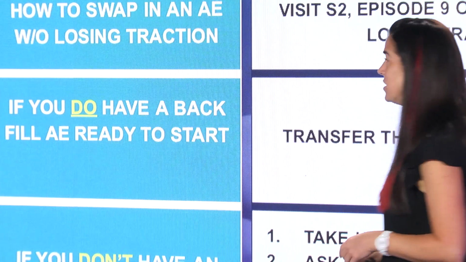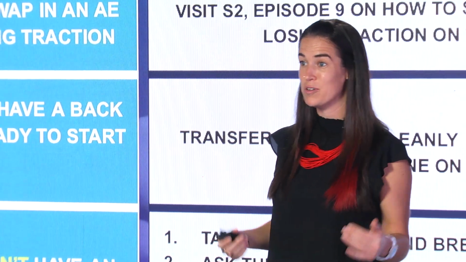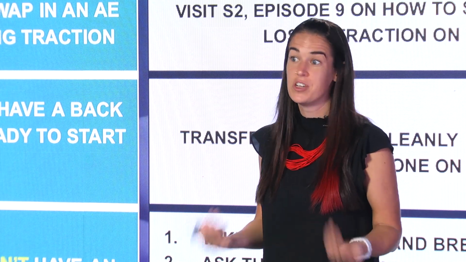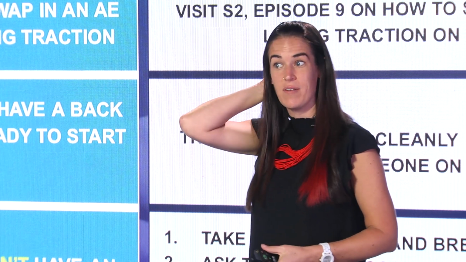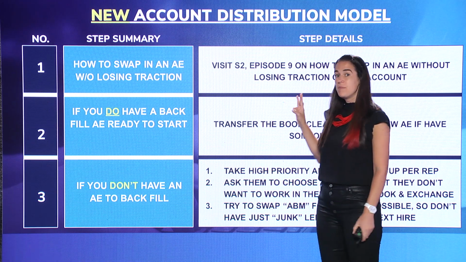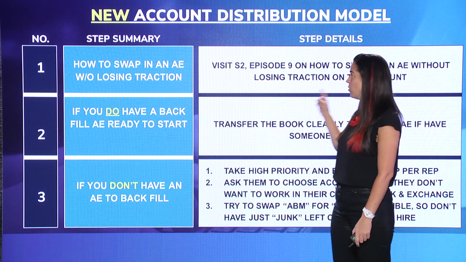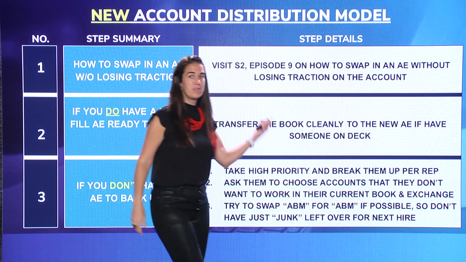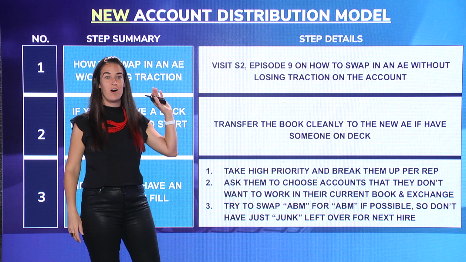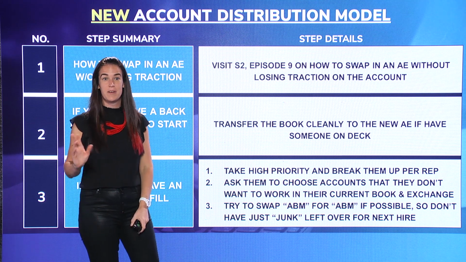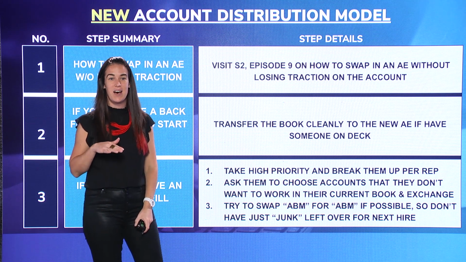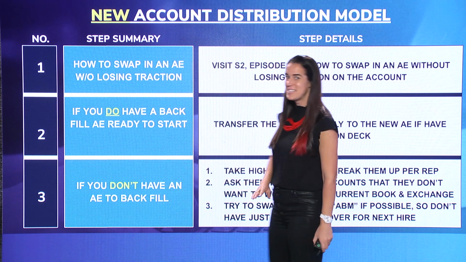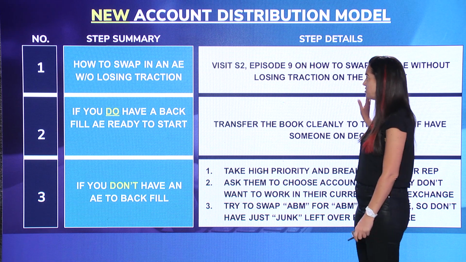So what do we do about it? Again, one of our goals is that we don't want change fatigue, and we don't want our reps feeling like they shouldn't invest in accounts because of how often they're shifting. So there are going to be 3 steps to this slide. Number 1, let's start with how to swap in an AE without losing traction. Pretty simple. Go to season 2, episode 9, where I go through all the extensive pieces that you can do to swap in an AE without losing traction in the deal, to best close the deal. So go to that session. I know that might be frustrating, but that's how I would do it.